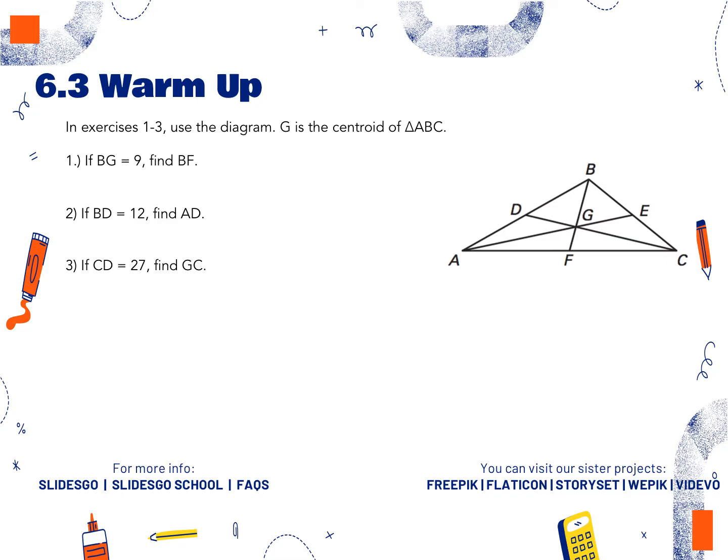6.3, this is where we learned about medians and altitudes. The point of concurrency of the medians is called the centroid. Remember, this is the only one that doesn't make congruent segments. It's the 2/3, 1/3. And again, this is the point of concurrency of the medians.